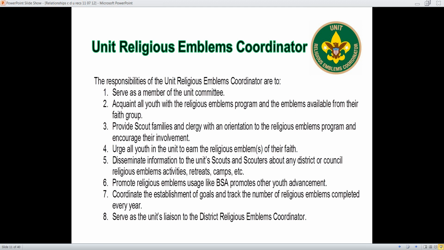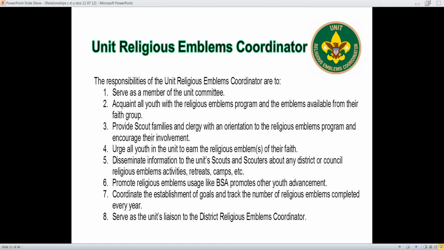So watch for those. Then number 6, to promote religious emblems usage like BSA promotes other youth advancement. That's really not a far-fetched thought at all. As a matter of fact, it has the support of the BSA programming folks. And we all know that as youth get involved, not only are they enriched, but it contributes to the longevity of the unit, the strength of the unit. So there are many reasons that make that a good idea.